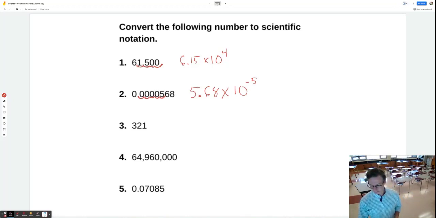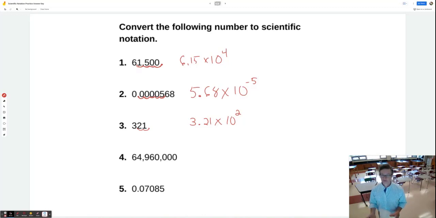Next one, decimal point is here. I move 1, 2 places to get the decimal point between the 3 and the 2. And it took 2 moves to get from the start to the finish, which means my scientific notation here is 3.21 times 10 squared.